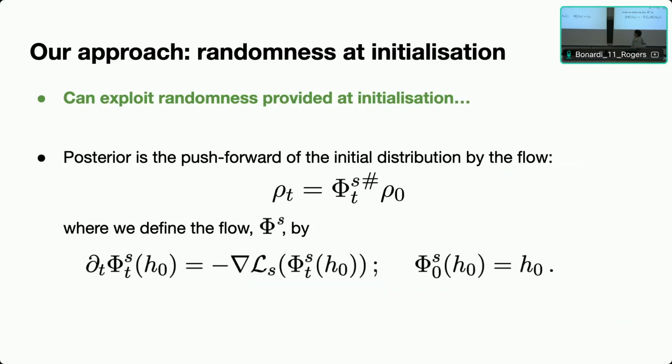Yeah. And then the second technique involved in our approach is utilizing the randomness provided at initialization. So we have a deterministic algorithm. We make sure that's not a problem by using the randomness in initialization, by treating this kind of flow as a flow in measure space according to this push forward.